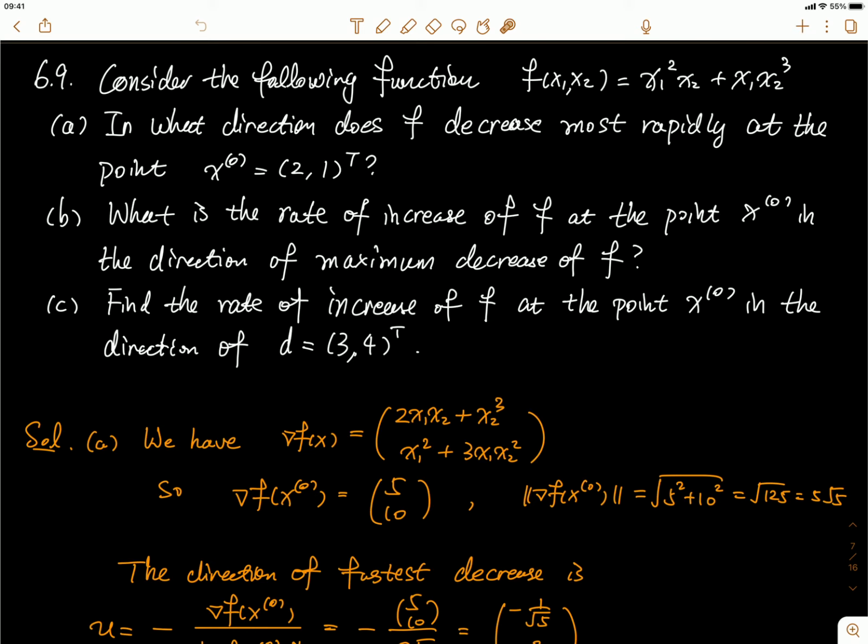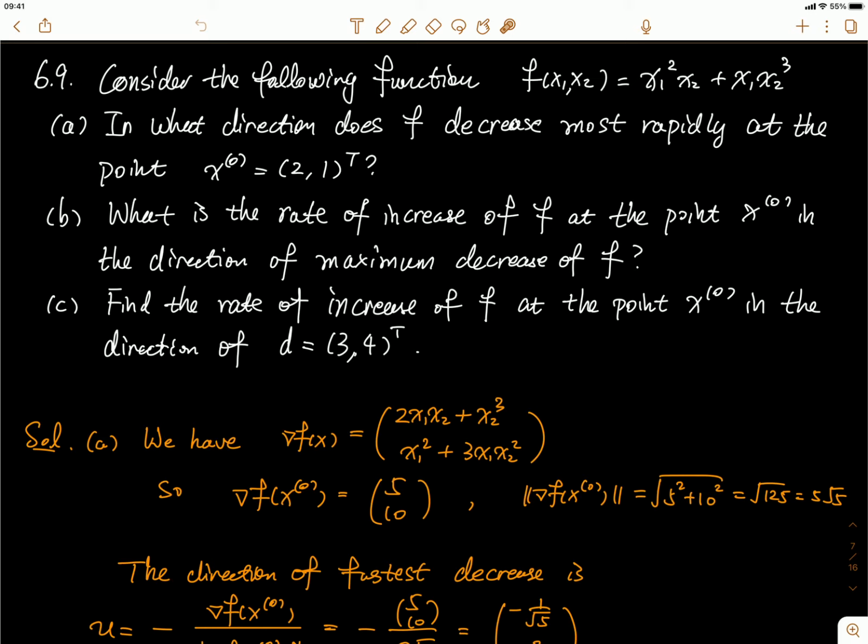Now consider the following function f of x1, x2. The first question is, in what direction does f decrease the most rapidly at the point x0? So we know that the gradient of f at the point is the fastest increasing direction, or the direction that increases the most rapidly.